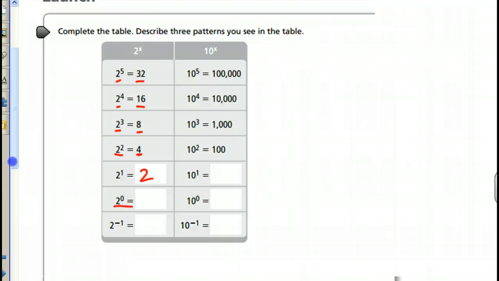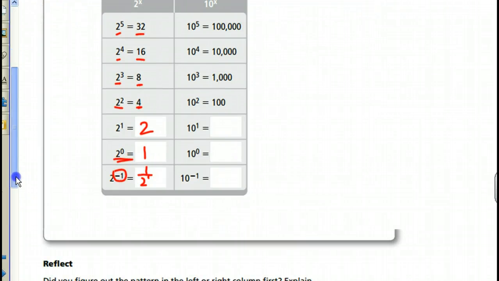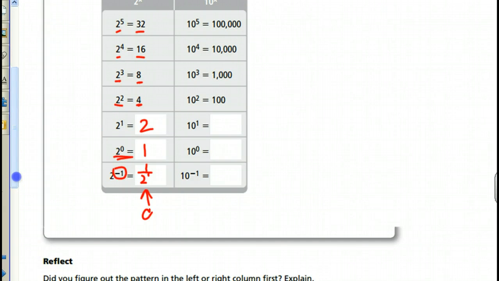And you might be wondering, what the heck is 2 to the 0th power? Well, to the power of 0, I should say. What's half of 2? Let's continue the pattern. Half of 2 is 1. And then we have 2 to the negative first power. And we know when we have negative exponents, we put them over that 1. And that would be 1 over 2 to the first, or just 1 over 2. So that's one pattern, is each time your number is cut in half. So these numbers get cut in half.